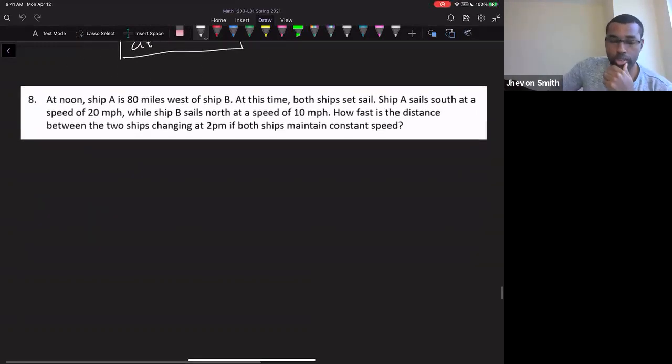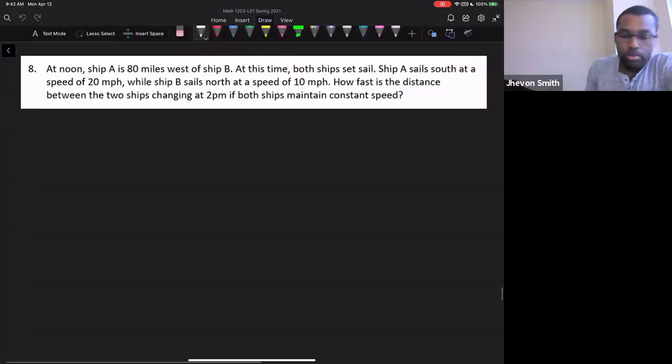Now, this one is somewhat tricky, but as I'm going to tell you the trick for a problem like this, you'll be able to hopefully do something similar. At noon, ship A is 80 miles west of ship B. At this time, both ships set sail. They set sail at noon. Ship A sails south, speed is 20 miles per hour. B sails north, speed is 10 miles per hour. How fast is the distance between the two ships changing at 2 p.m. if both ships maintain constant speed?